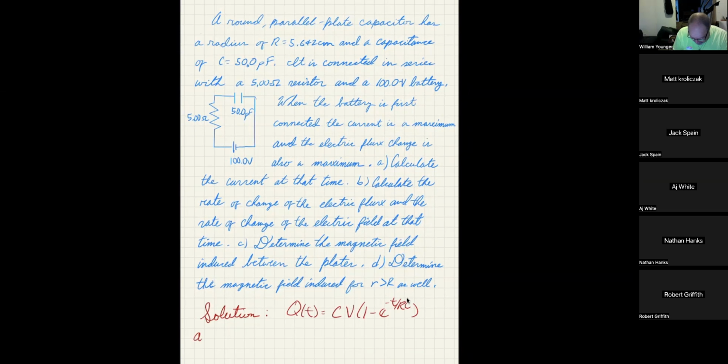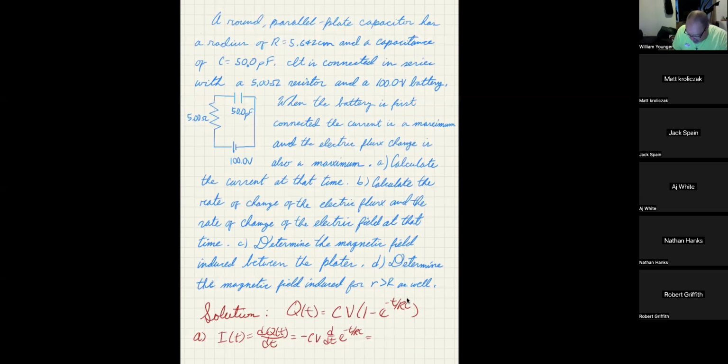So let's start with part A. I of t is equal to dQ of t over dt. Well, when I distribute that CV, the first term is just CV, and that's not a function of time, so the derivative of that term is going to be 0. But I will be left with negative CV times d by dt of e to the negative t over RC. And of course, the derivative of e to the negative t over RC is just e to the negative t over RC times the derivative of negative t over RC with respect to time.